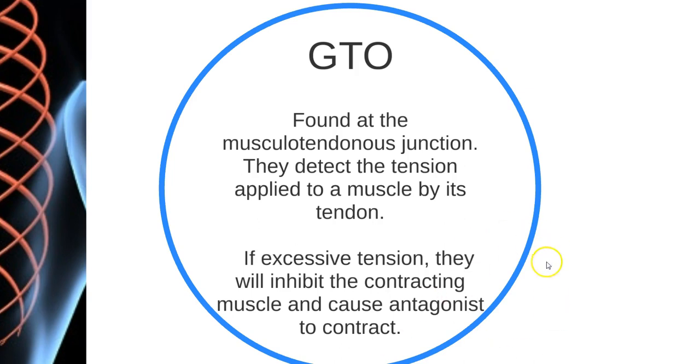They can also cause the antagonist to contract, so the muscle on the other side. So in the case of the bicep curl, they could cause the triceps to kick in, which would extend your arm. Now that's not going to happen in a general weightlifting scenario. The only time really that's going to happen is in a situation where the body feels like it needs to save itself, and typically that's going to be in a falling sensation.